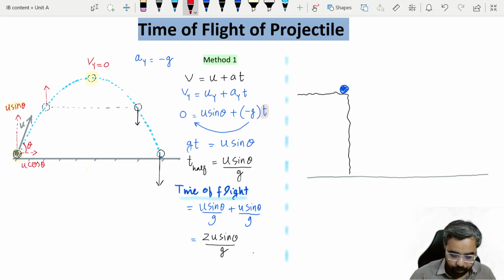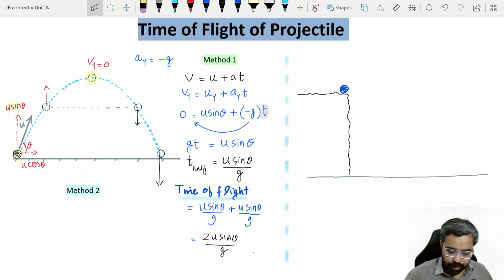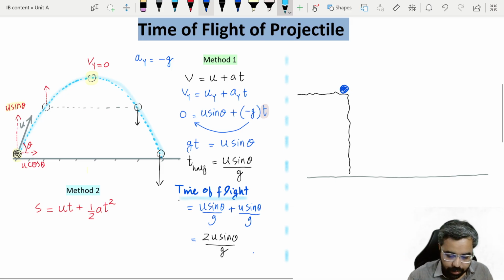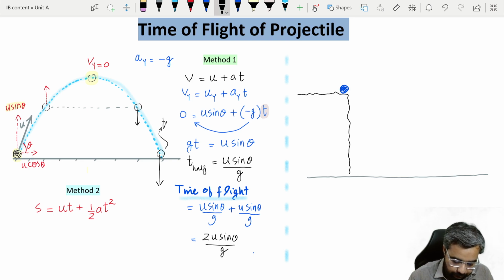Now let's go to method 2, and then we will discuss this projectile motion. In this method 2, we will of course consider another equation of motion, and that is this one: s equals ut plus half a t squared. While applying this equation, we will consider the whole motion of the ball, because in method 1, I considered the maximum height of the ball as the final position. But if I'm considering the whole path of the ball, then this time this is of course the final position.